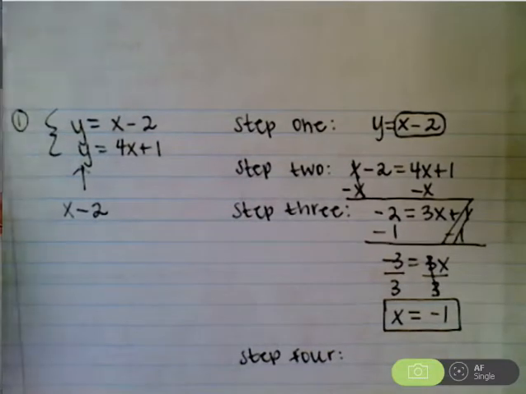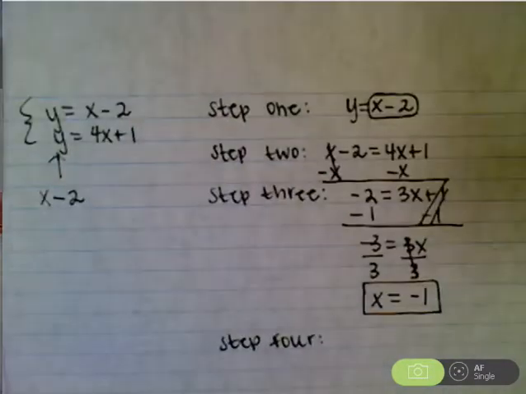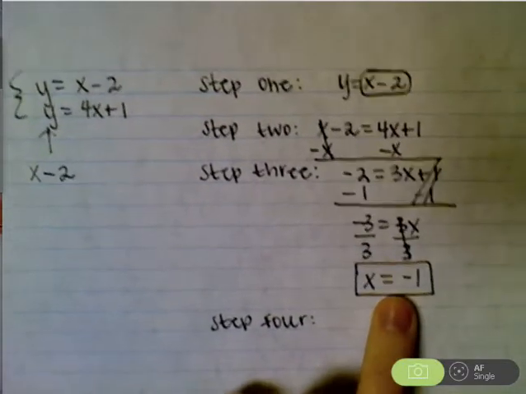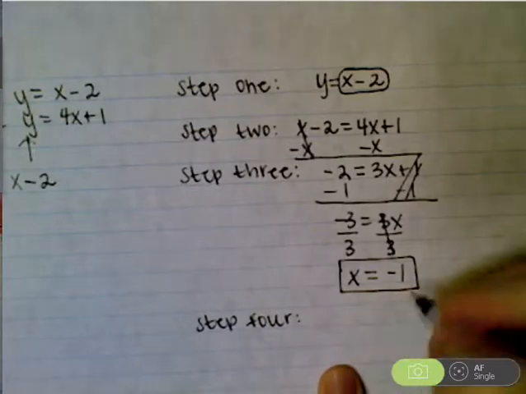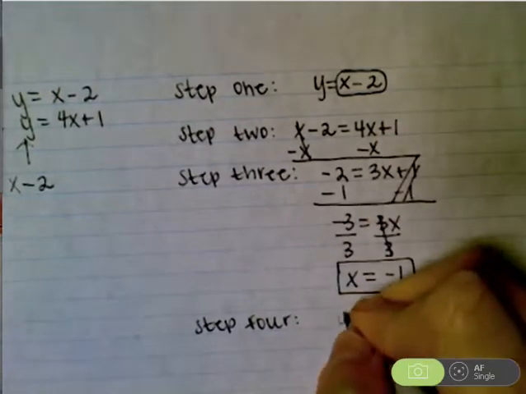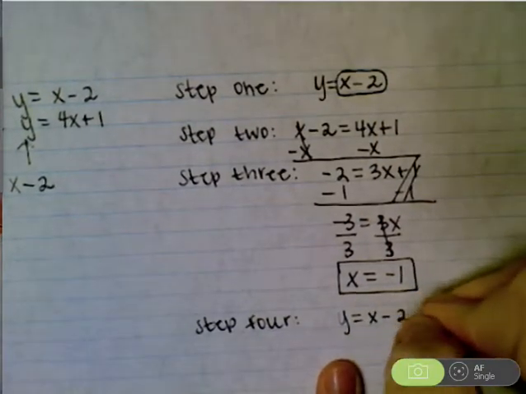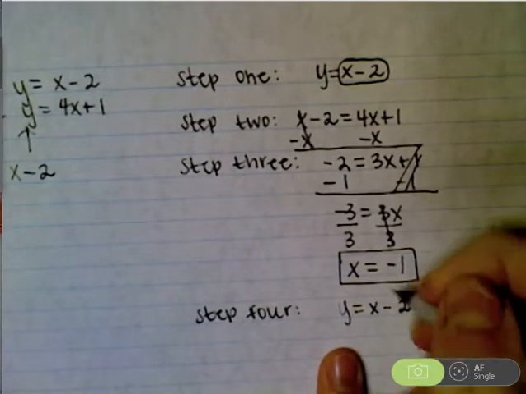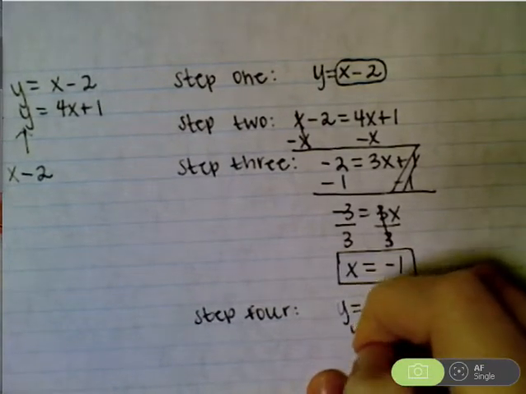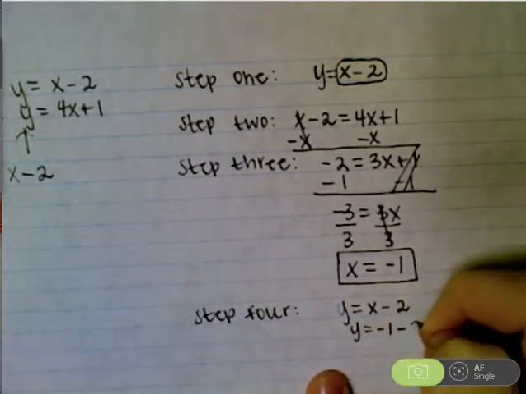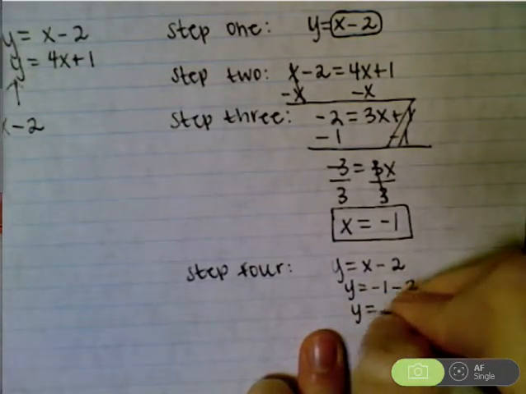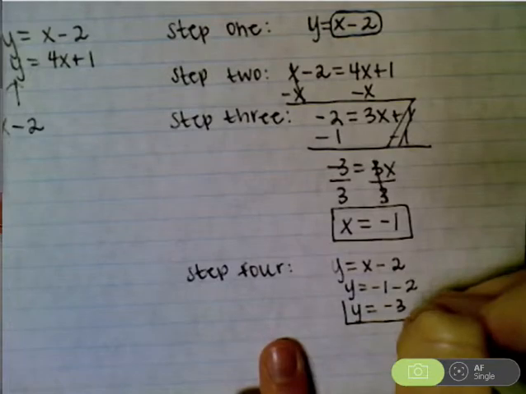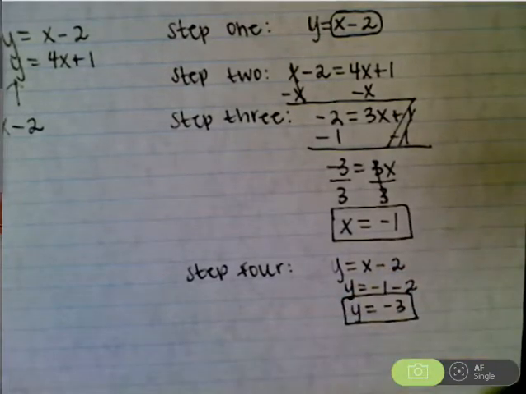Okay, step 4 says substitute that value into one of the original equations and solve. So now that I know x is equal to negative 1, I can go back to my original equation of y equals x minus 2. But now I know that x is negative 1. So y equals negative 1 minus 2, which is negative 3. Y equals negative 3.